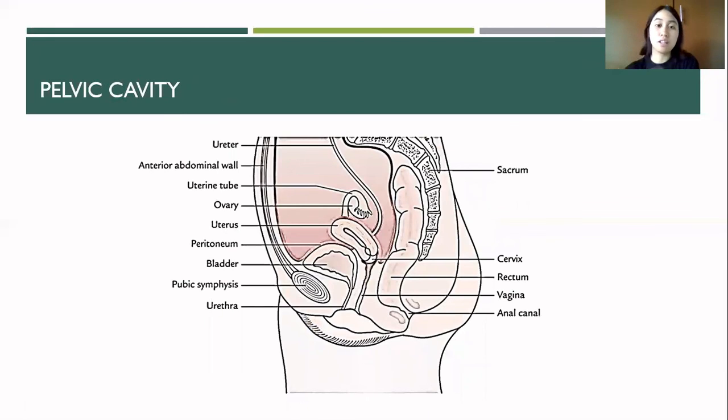Then we have the pelvic cavity. This pelvic cavity is more on our reproductive organs. We have the vagina, the anal canal, the urethra, your bladder, the ovary, the uterus, as long as the organs are at the bottom of the abdominal cavity. That's why it is called abdominopelvic, because they are compact with each other, but they are divided into two.